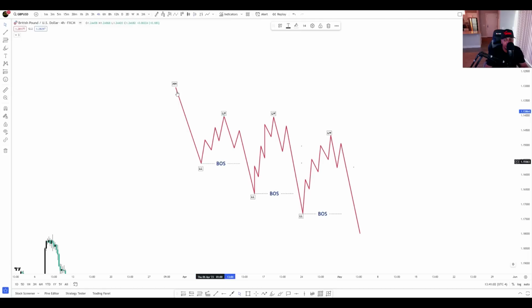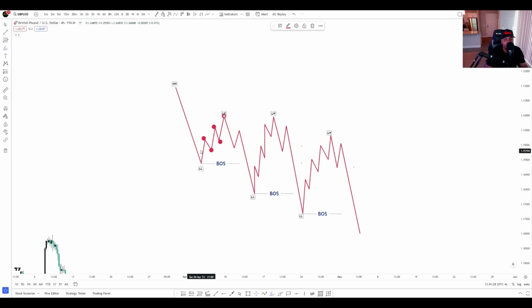But if you look at this, this is your external structure on the higher time frame, and then on the lower time frame, what you have is a mini higher high, higher low, higher high, higher low. So this is what they call an internal market structure. On the lower time frame, price does this type of pattern. So this is the actual pullback of the higher time frame.